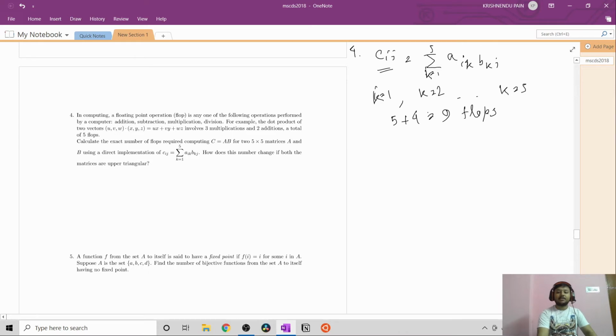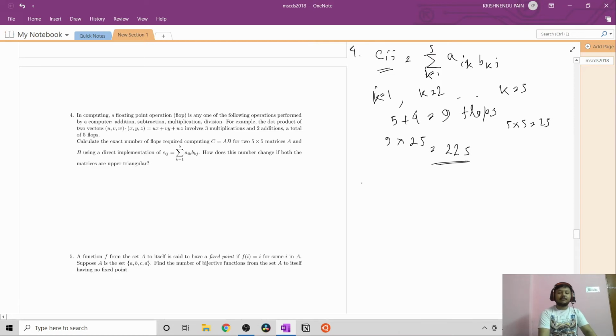This is a 5x5 matrix. So total number of elements is 5 into 5, 25. So we will have to use 9 into 25, which is 225. Total 225 flops we have to use to calculate C equal to AB for two 5 cross 5 matrices A and B.